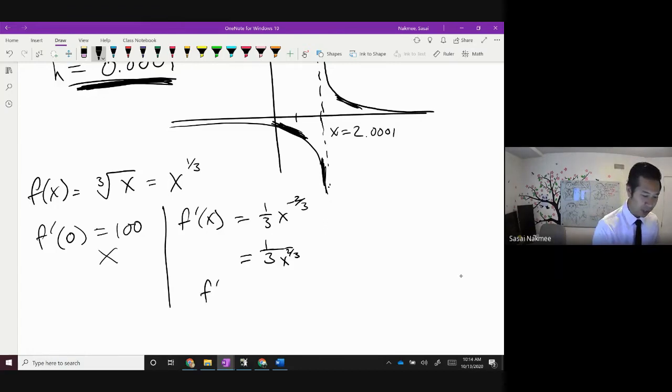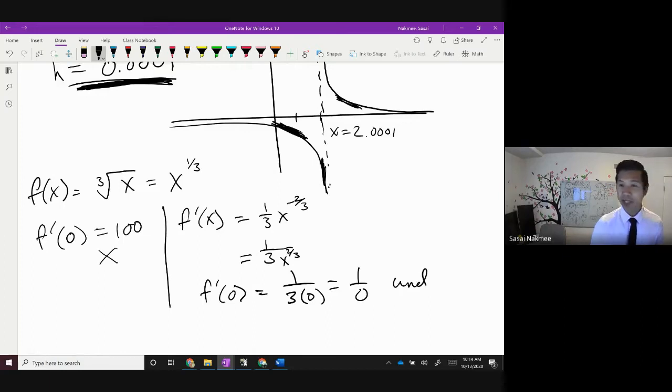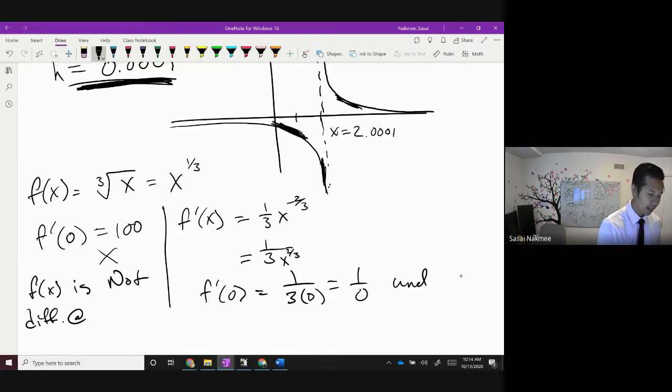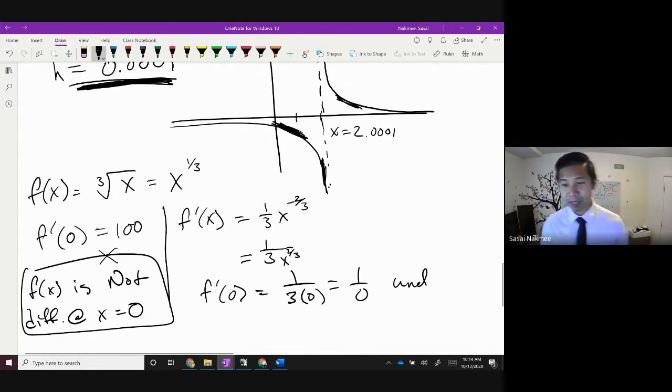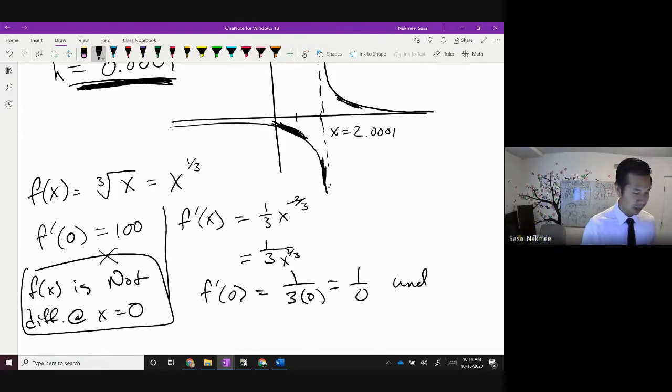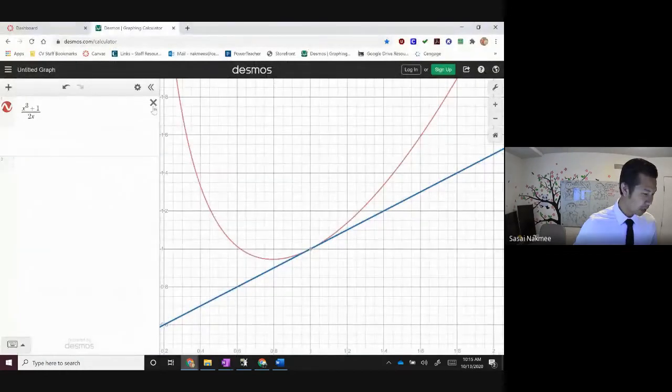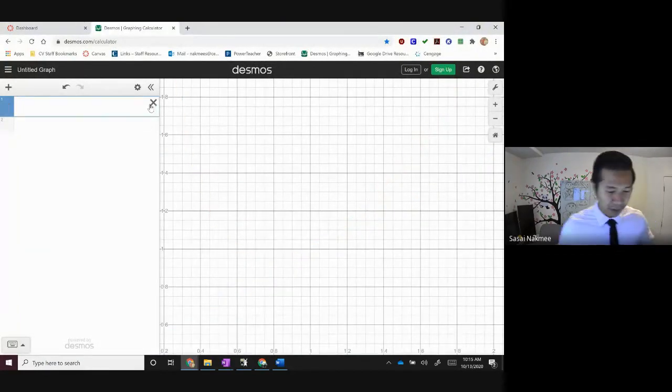When you go to evaluate this at 0, you end up with 1/3 times 0, which ends up being 1/0, which is undefined. And what does that tell me? That tells me that f of x is not differentiable at x equals 0. And that's what you've got to be able to pay attention to and be careful about, right? It's not differentiable there. But what does that look like? What does the cube root of x look like, and why is it not differentiable there? Well, let's take a look at the cube root of x and look at it at x equals 0. How do you type the cube root of x into Desmos?